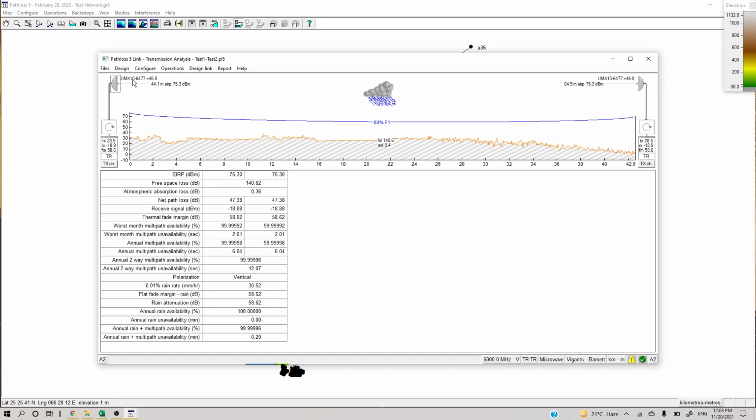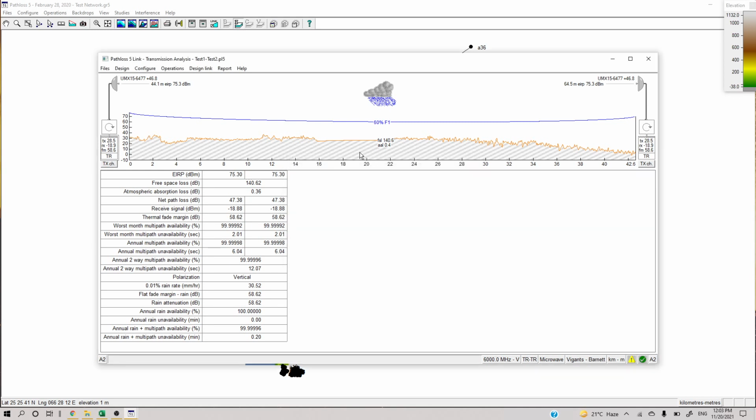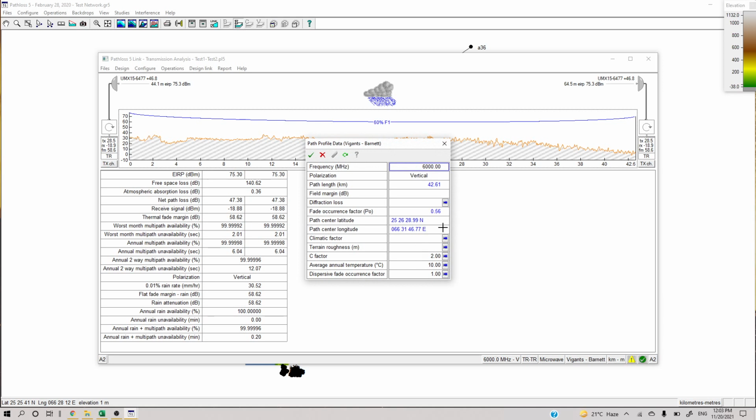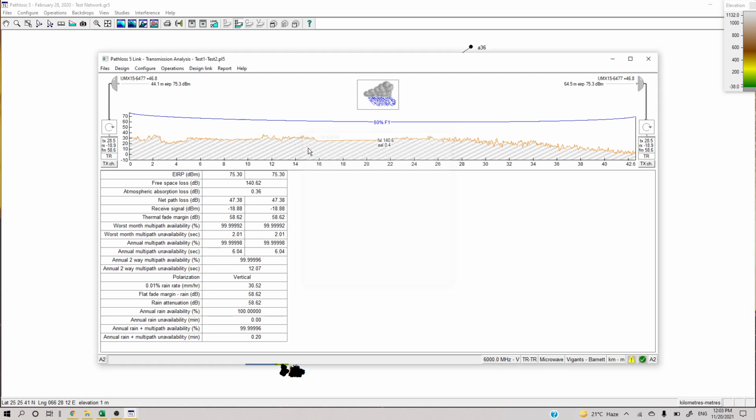The antenna is very big. It's 42 kilometers, so I put a bigger antenna. I put a very normal kind of radio. This radio is 6 GHz, only 8 E1s, not too much. And all the other factors are normal. The C factor is 2. I have taken the rain region, the same ITU-P region everywhere, so that I have tried to keep the main things the same.